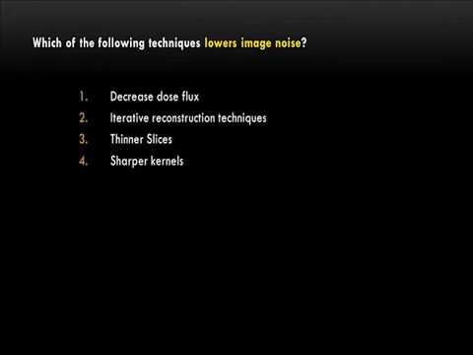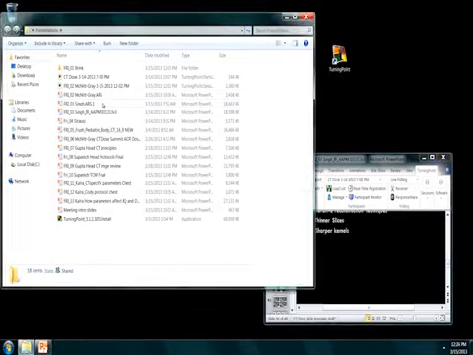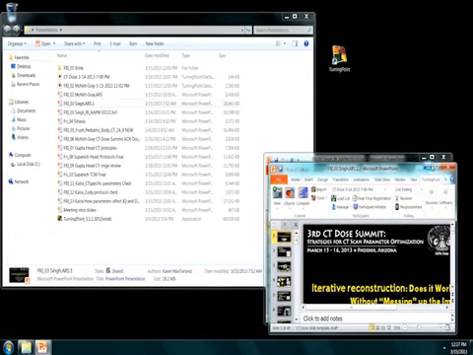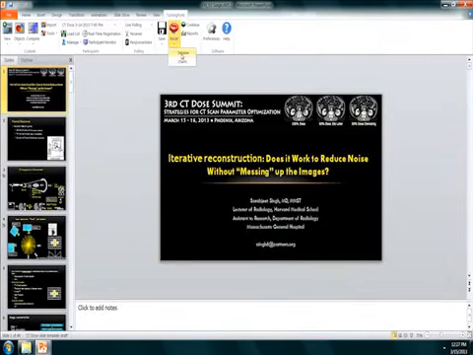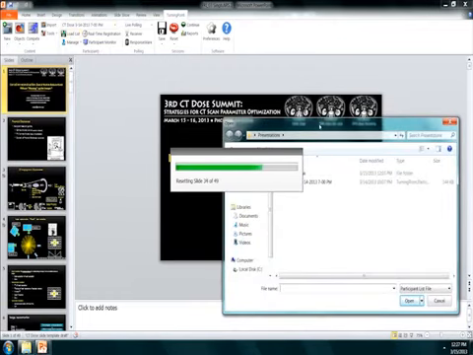This takes me to the next time question. Hopefully it will work this time. The question is very simple. Which of the following techniques lower image noise? Is it decreased dose flux, or IR, or thinner slices, or sharper kernels? I have enough time to think about it.